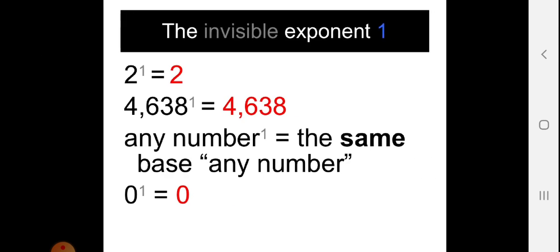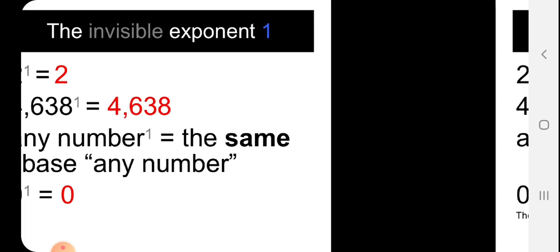Now exponent 1 is usually invisible. We never write 1 as the power. I will never write 2 raised to 1, I will simply write 2. I will never write 5 raised to 1, I will simply write 5. The invisible exponent 1. So 2 raised to 1 is 2. 4638 raised to 1 is 4638. Any number with the power 1 is the same base. 0 raised to 1 is 0.